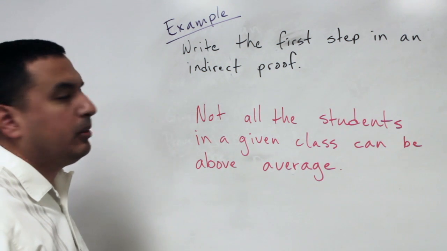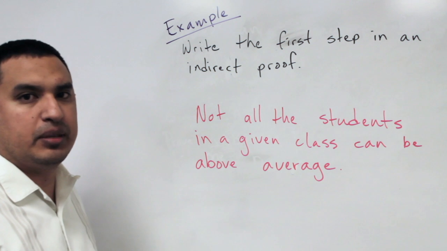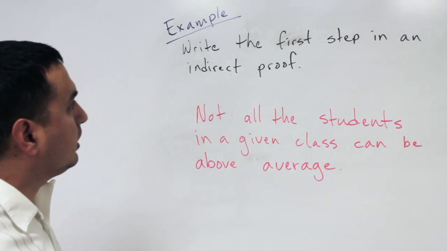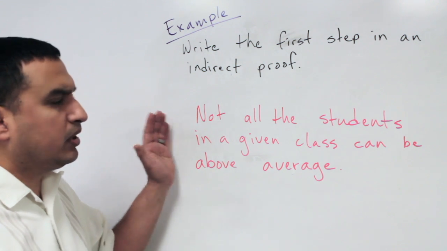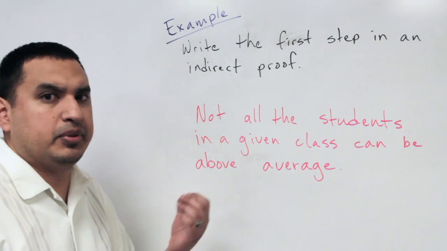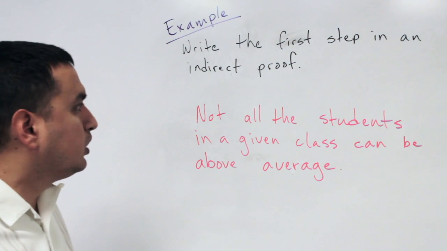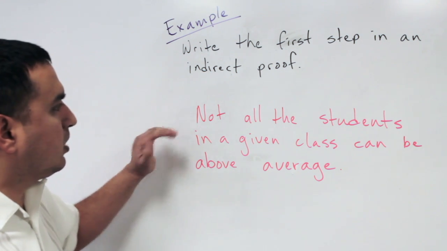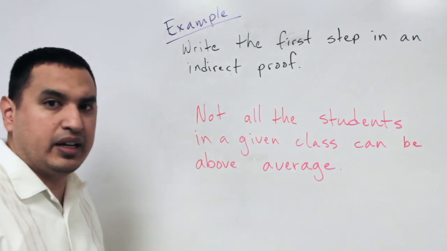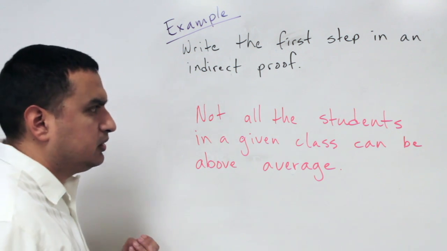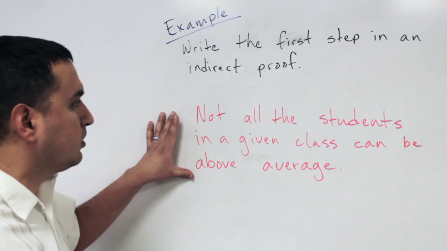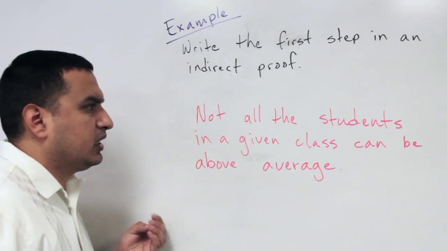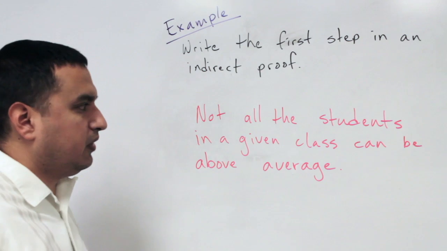Okay, let's start by practicing what the first step in an indirect proof is. We're going to take a statement and we want to assume that the opposite is true. That's our first step. So here's our statement. It says not all the students in a given class can be above average. So we want to make a temporary assumption of the opposite of this. So the opposite would be in a given class, all the students are above average.